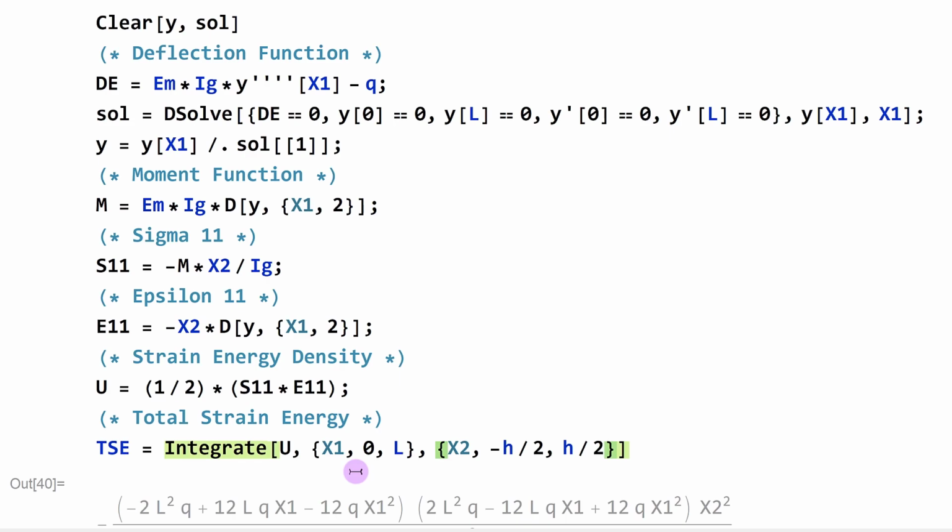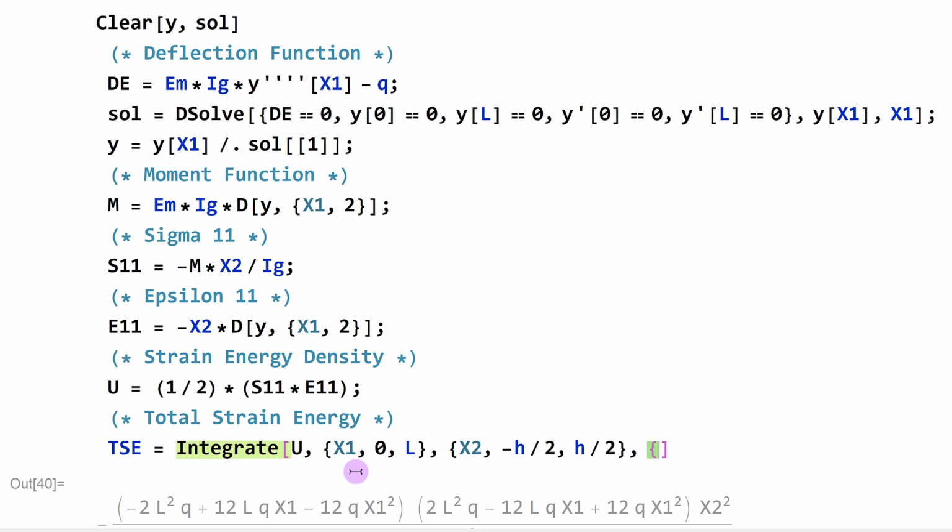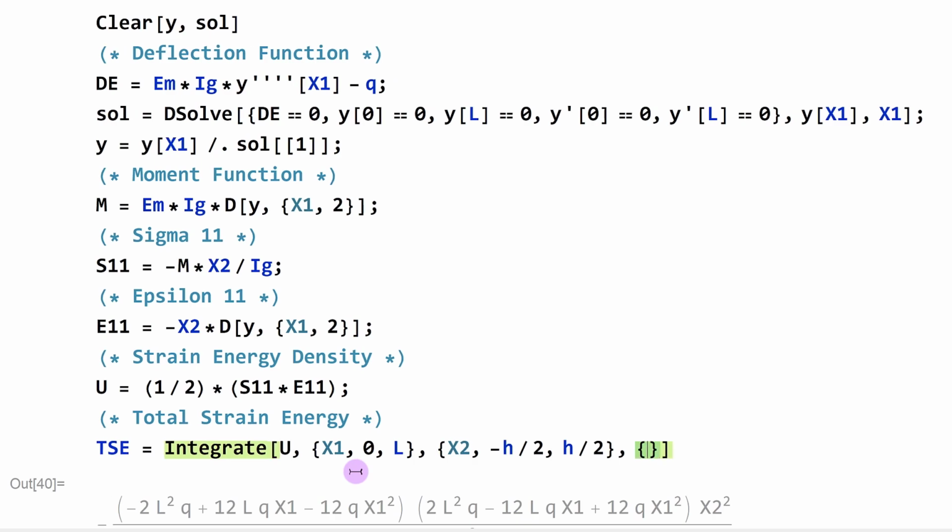But keep in mind, we actually want a triple integral. So we also need to integrate over the in-plane depth of the beam. So the width of the beam into the page. So we know, of course, this is going to be the x3 direction. We know we're also integrating from 0, and we're going to the width of the beam, which is simply going to be b.